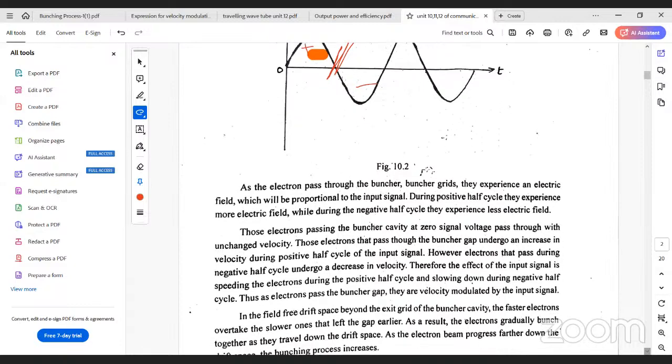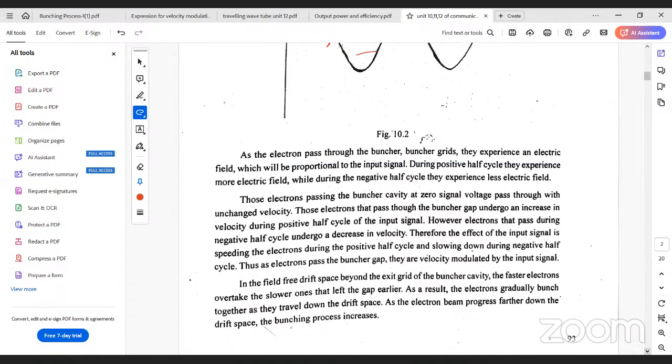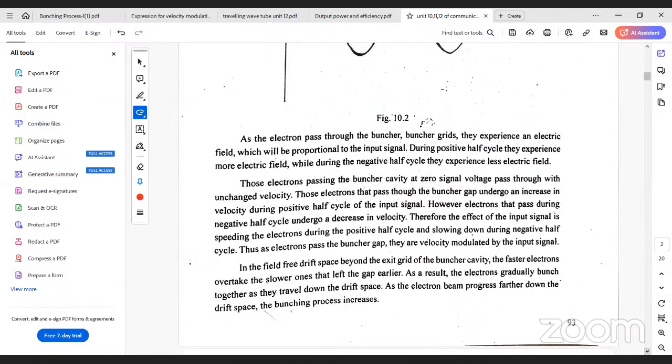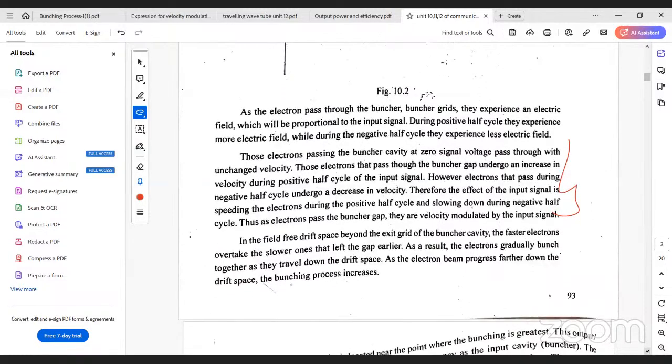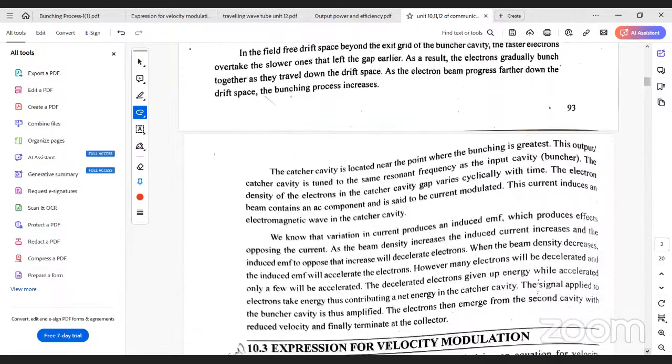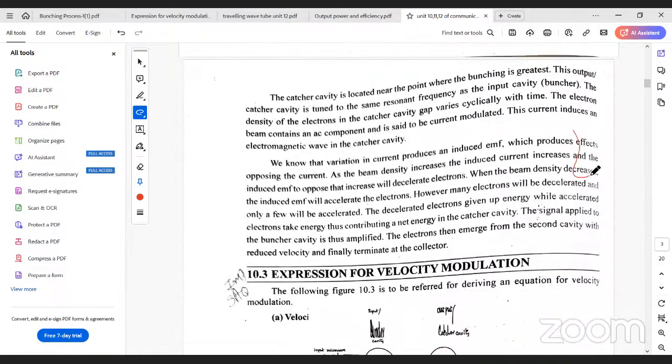It is producing some current. If current increases, what happens to the density? Density increases. Density increases, EMF decreases. That is explained in this paragraph. Next, acceleration and deacceleration of electrons. Acceleration of electrons is lesser, deacceleration of electrons is more, which is explained in this last paragraph.